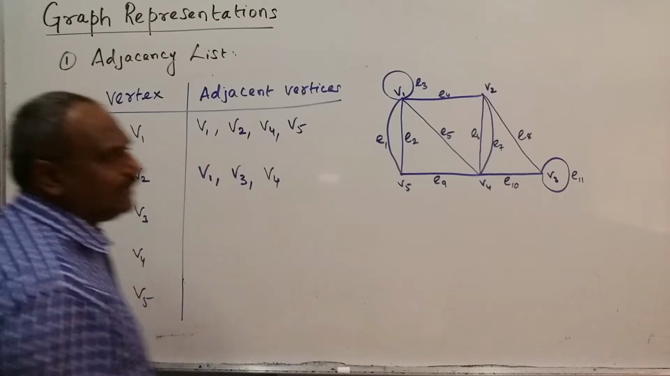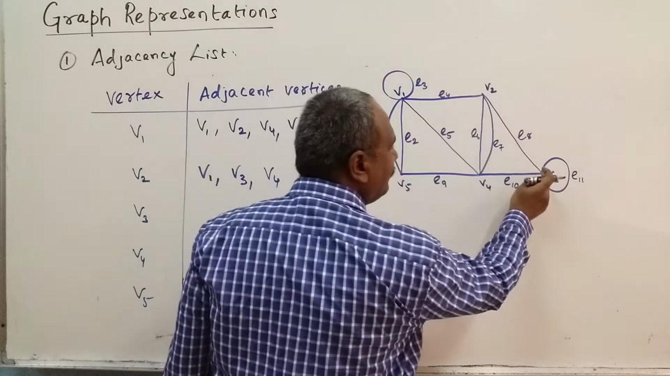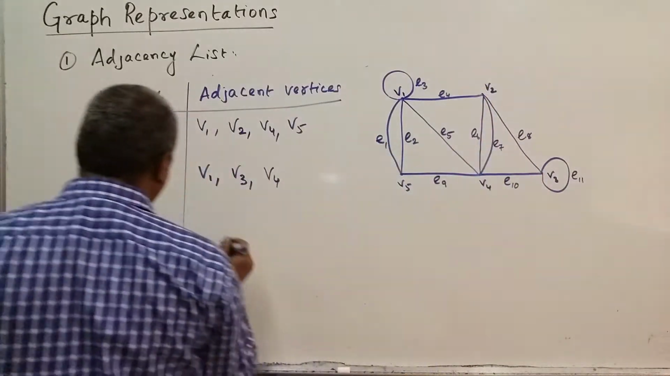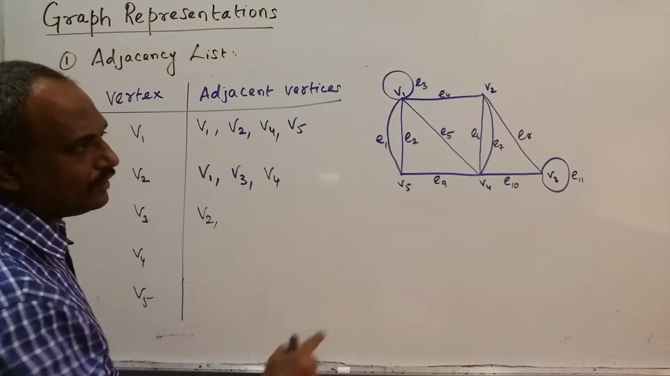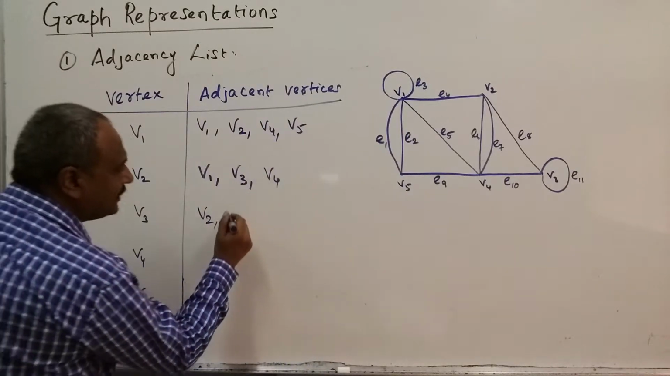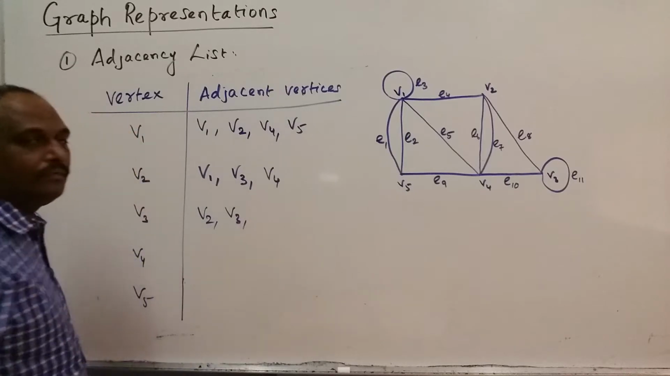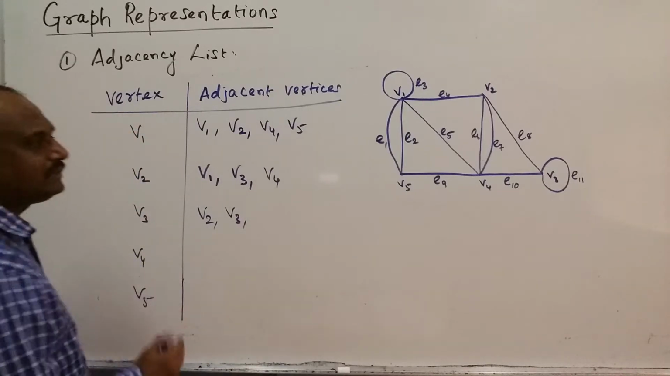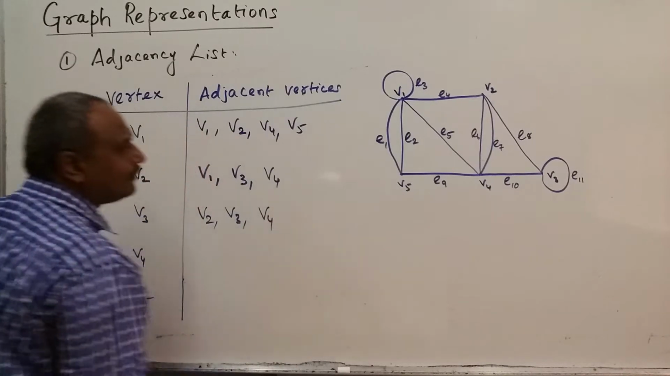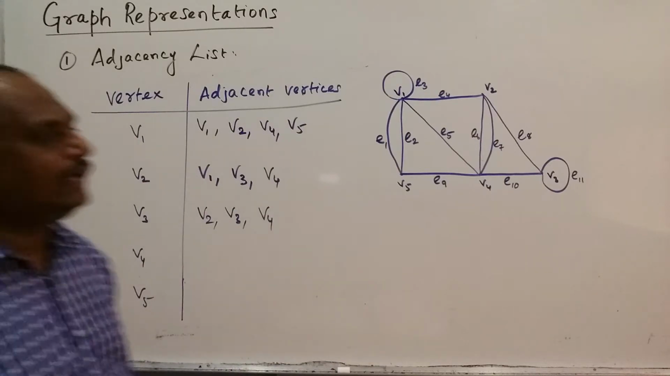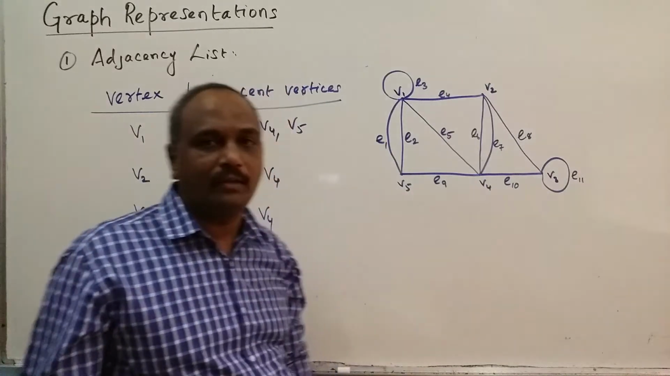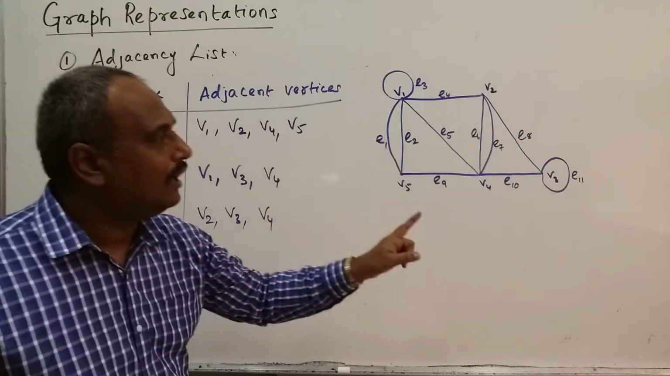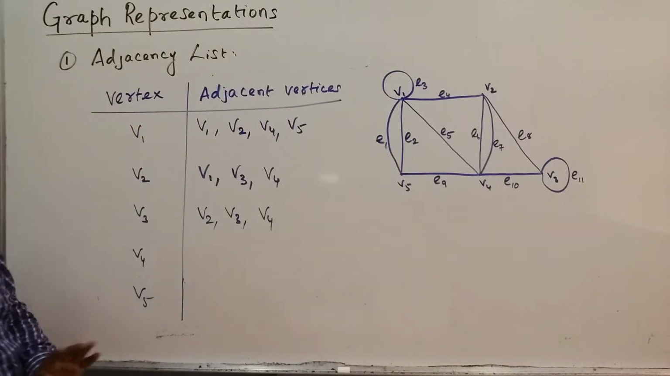Now I am going to check V3. When I check V3, V3 is adjacent to V2. V3 is having a loop, so it is adjacent to itself. V3 is adjacent to V4. There is no link between V3 and V1, and V3 and V5, so they are not adjacent.